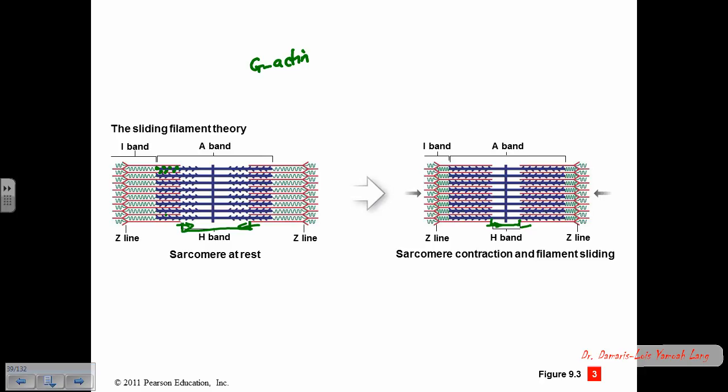Okay, so this is showing us what I just showed you. First, the attachment of the myosin head to the thin filament is called a cross bridge. All right? The attachment is called a cross bridge. So this is showing the power stroke going on and the thin filaments are being pulled close to each other. So now the I band is narrower and the H band is also narrower.